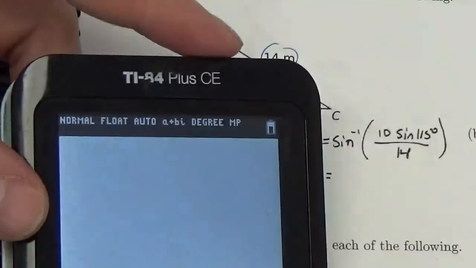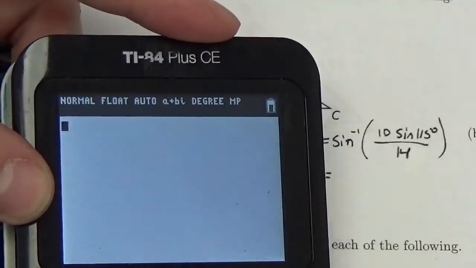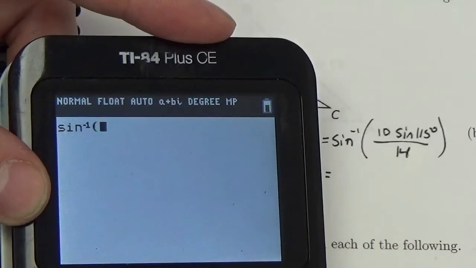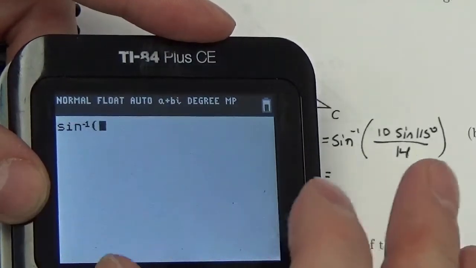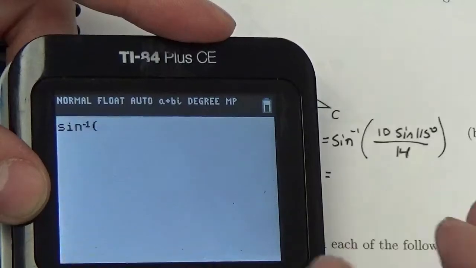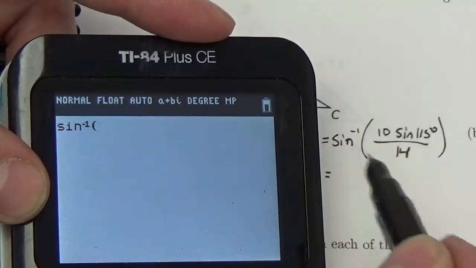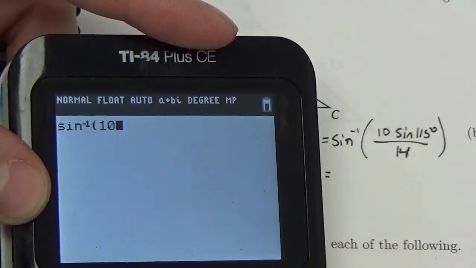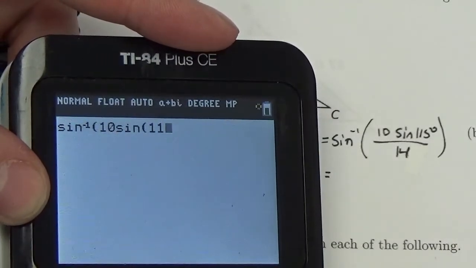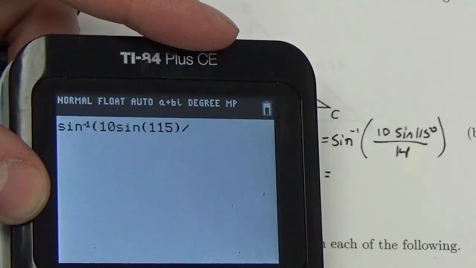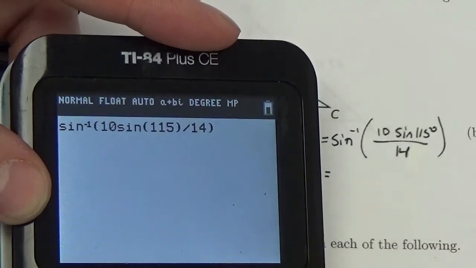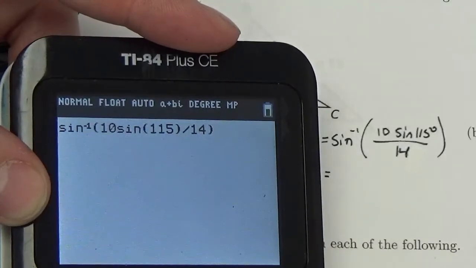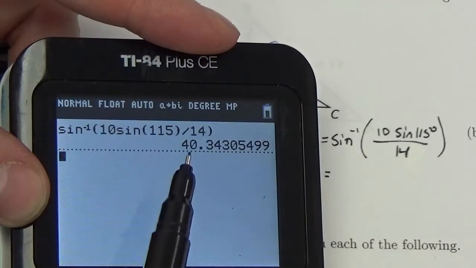I can plug that in exactly the way it looks. I'm going to do the inverse sine of, and I can do this all in one step. You can do it in a couple of steps, but make sure that you do whatever's inside first, then do the inverse sine of it. But I can put it all in here: 10 times the sine of 115 divided by 14. I just make sure there's a set of brackets around that whole thing, and when I press enter, I get 40 degrees.